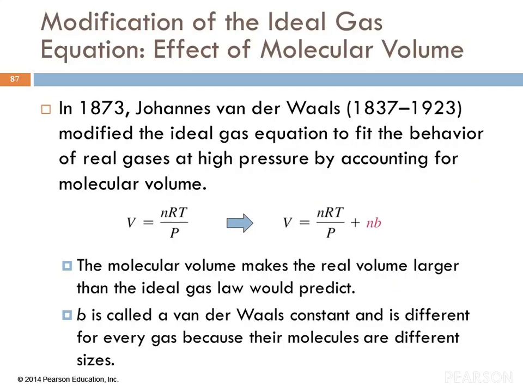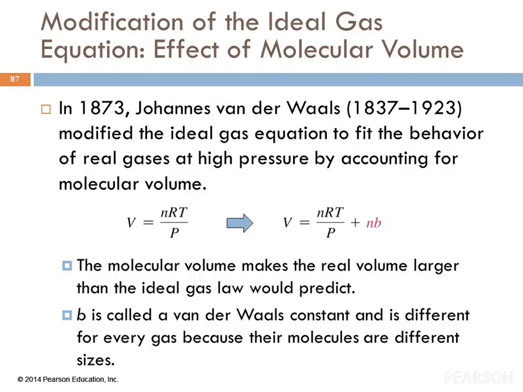Well, the ideal gas law has some modifications. Johannes van der Waals, he lived around the turn of the 20th century, he modified the ideal gas equation to fit the behavior of real gases at high pressure by just adding in a little correction term here to account for the molecular volume. The molecular volume makes the actual volume, the real volume, larger than what the gas law predicts. Under normal conditions, it doesn't matter.